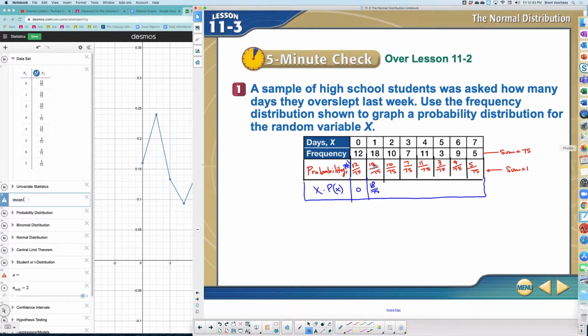Okay, let's try this again. 2 times 10 over 75 is 20 over 75. 3 times 7 over 25 is going to be 21 over 75. And then over here, 4 times 11 over 75 is going to be 44 over 75. 5 times 3 is 15, so that's 15 over 75. 6 times 9 is 54, so 54 over 75. And finally, 7 times 5 is 35, so 35 over 75.